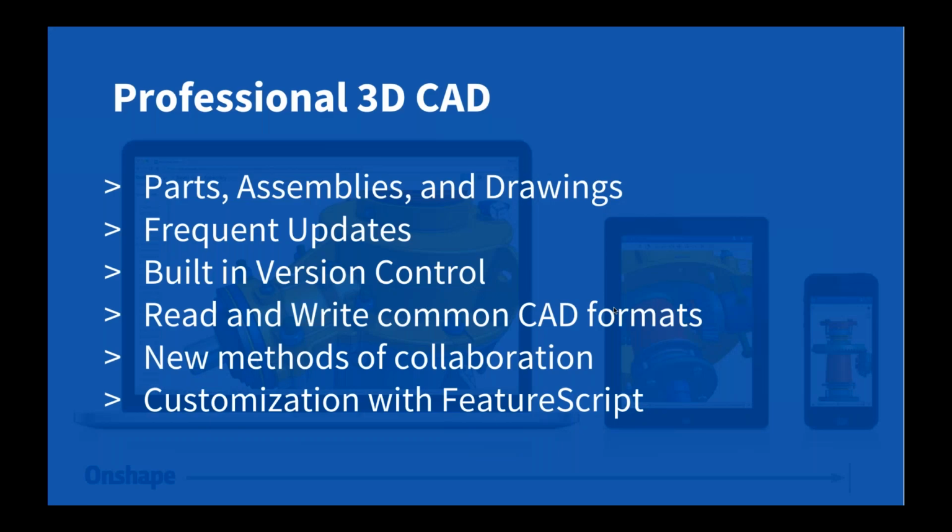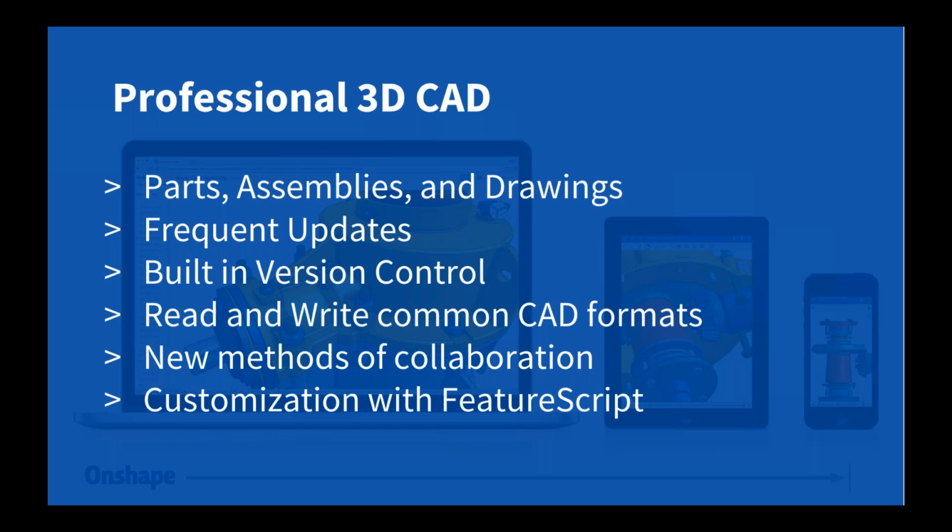Now, the next thing I always like to mention is, of course, Onshape itself is professional 3D CAD. We have parts, assemblies, and drawings, and that's typically what people associate with professional 3D CAD, parts, assemblies, and drawings. But we have a lot of things that you don't get in other professional 3D CAD systems, stuff that really makes us unique. And one of the first things I'd like to mention is just our frequent updates, very much what we're talking about here today.